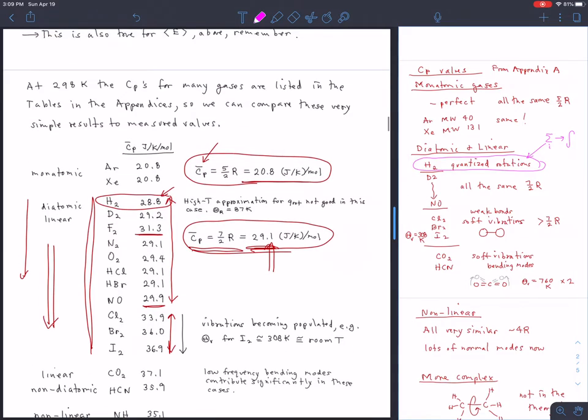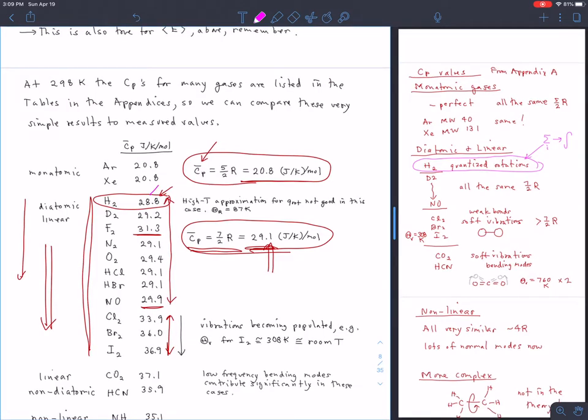That's not quite accurate. And so you can see the difference isn't very big. It's only a few tenths of a joule per K per mole. But it's visible. So this is one place where the quantum effects actually have a visible effect on the value that you see in real life.